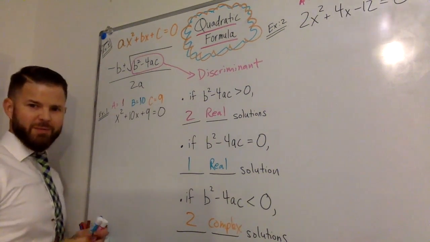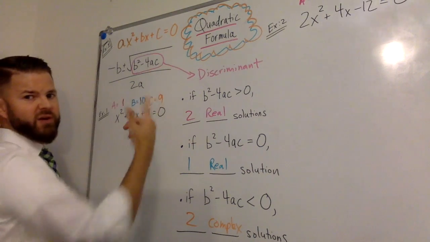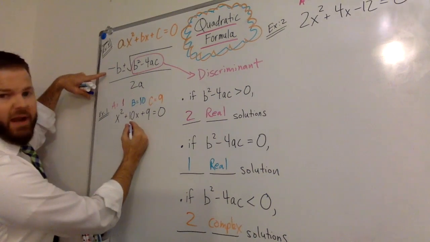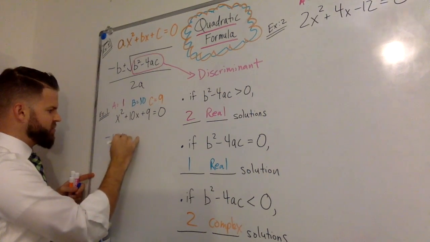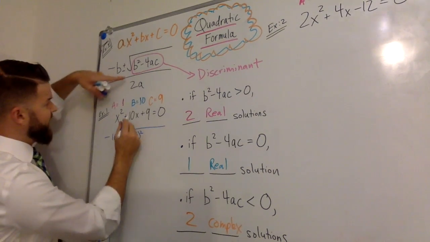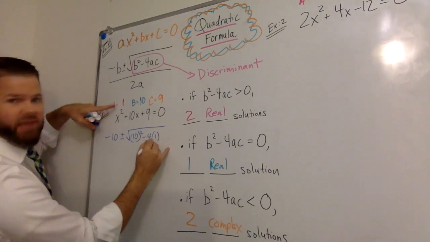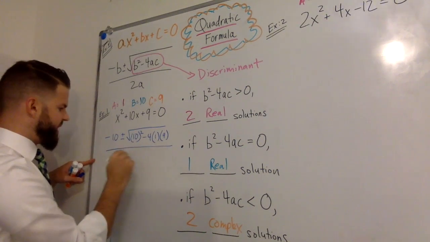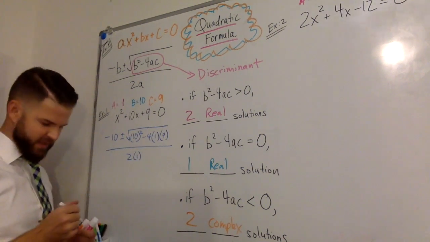So once I've identified my a, b's, and c's, all I have to do is substitute them into this formula wherever I see their corresponding letter. So let's write this out. I got a negative b to start, so that's negative 10, plus or minus the square root of b squared, aka 10 squared, minus 4 times a, just that 1, times c, just that 9, all divided by 2 a's, or just 2 times 1. That's my first step there in blue.